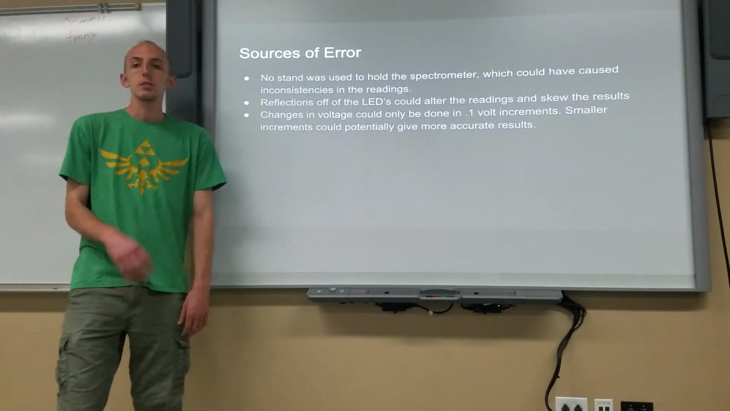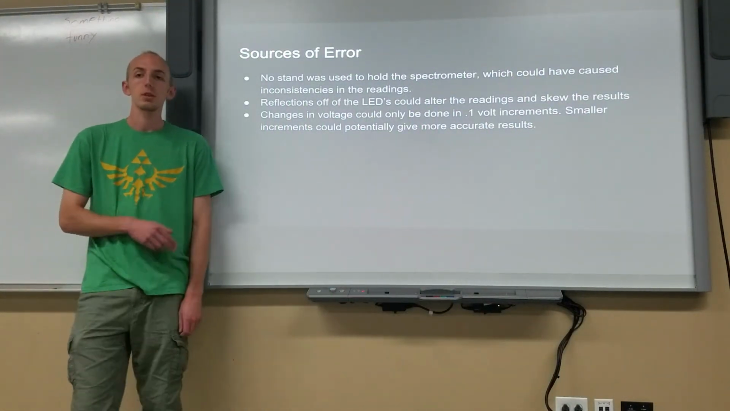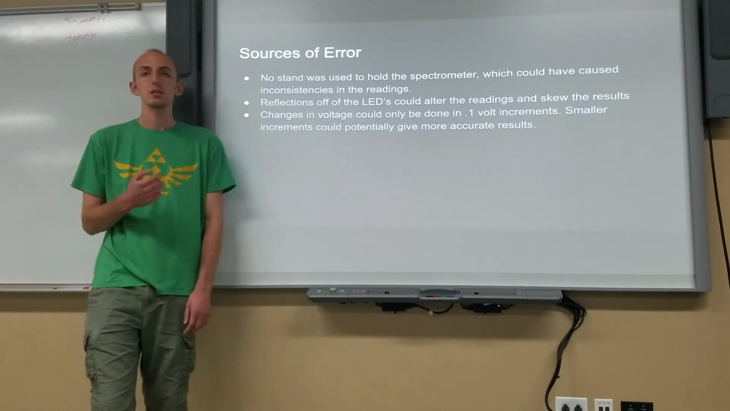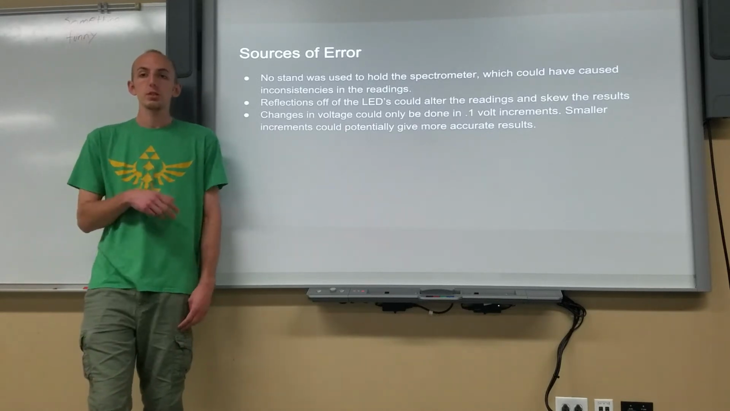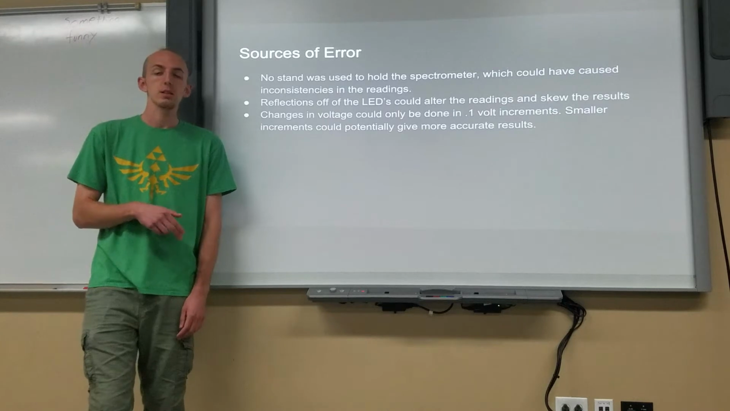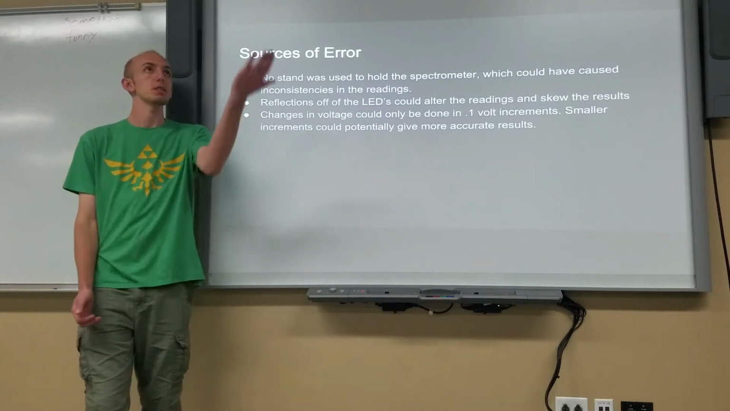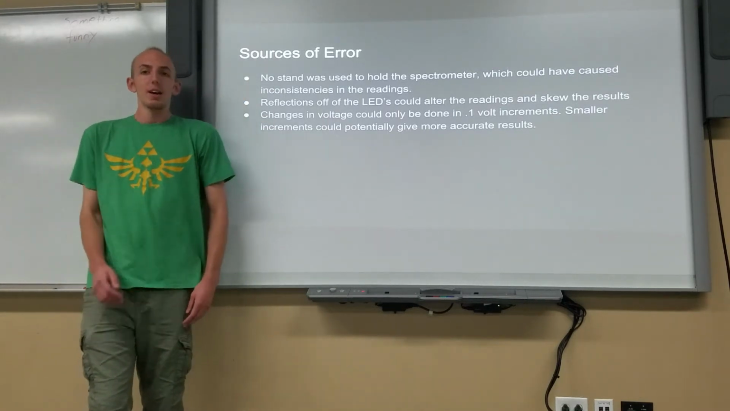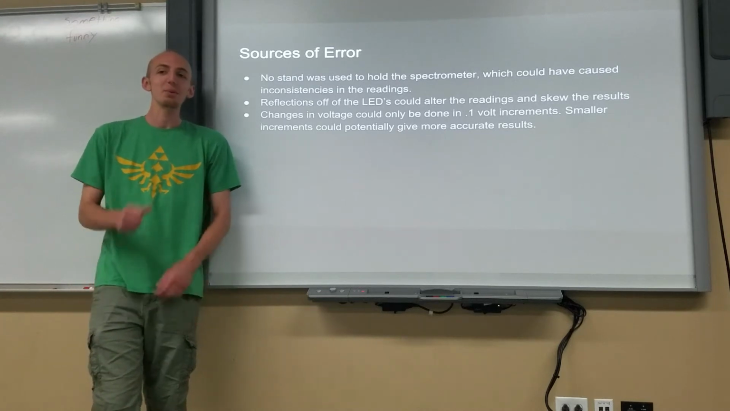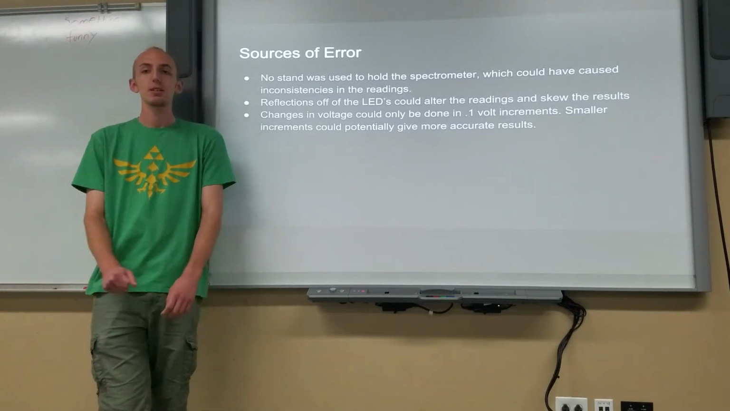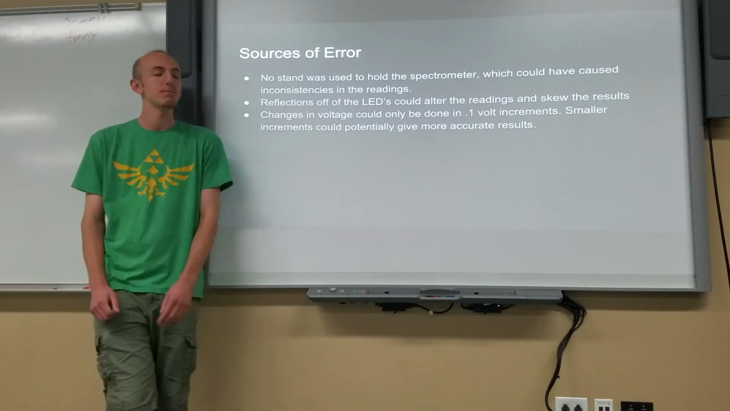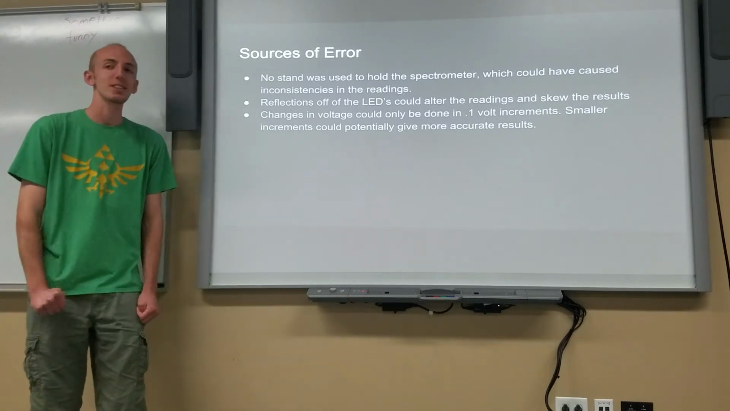So, sources of error in this experiment were that no stand was used to hold the spectrometer, which could have caused inconsistencies in the readings. Reflections off of the LEDs could alter the readings and skew the results, because they give off light. And changes in voltage could only be done in 0.1 volt increments. Smaller increments could potentially give more accurate results.